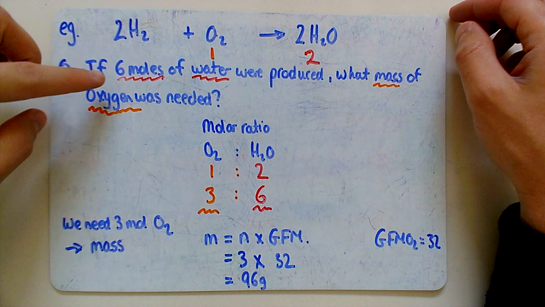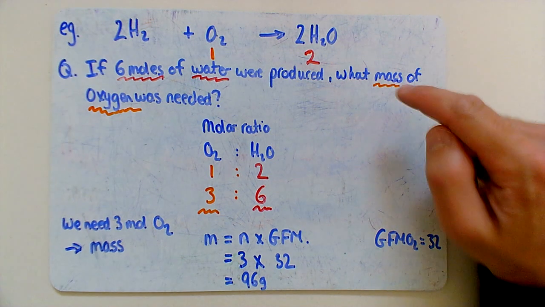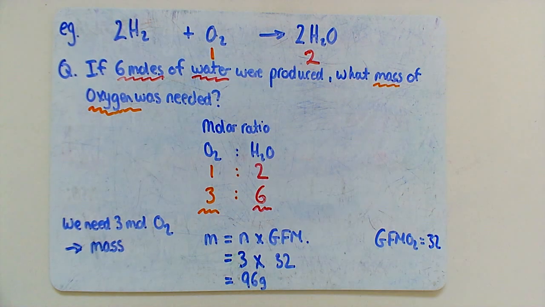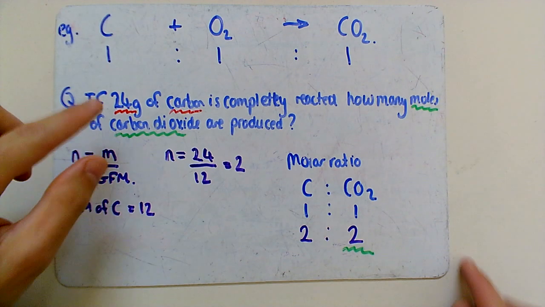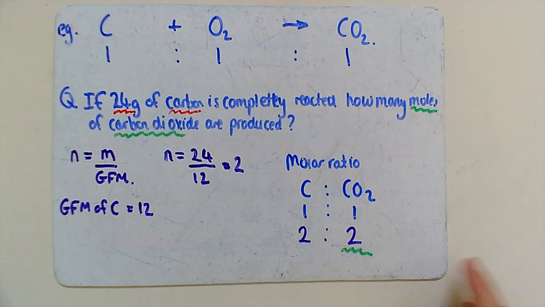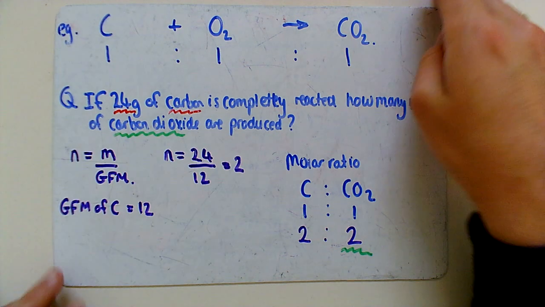So in this one, you can either be given moles and asked to work out mass of another chemical, or in the first example, you were given a mass of chemical and asked to work out the number of moles of another chemical. And the way to link it every time is using the molar ratio, which you can tell immediately.